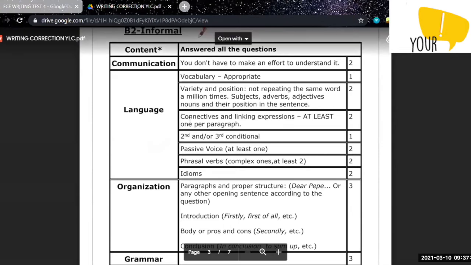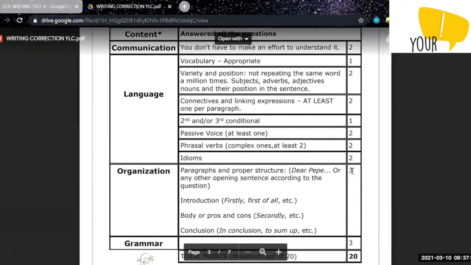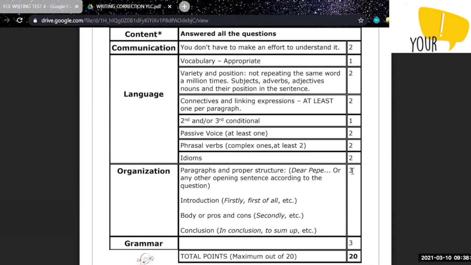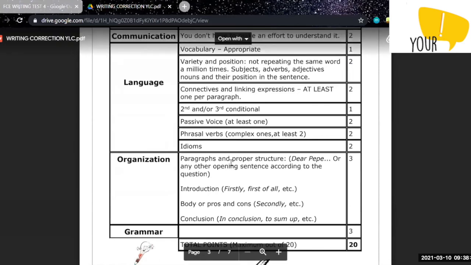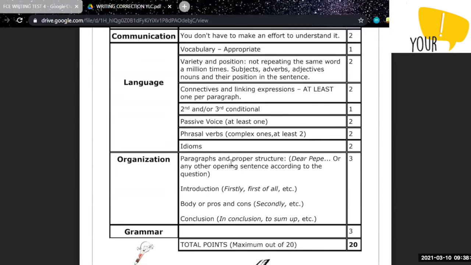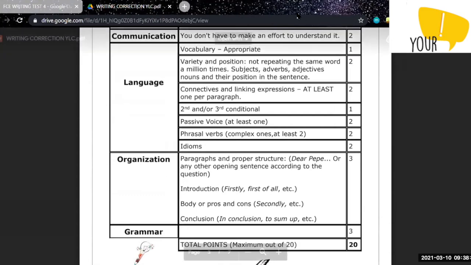And we need to have at least one connective or linking expression per paragraph, and one second or third conditional, passive voice, idioms. And then the most important bits are your organization. So even in informal ones, you need to make sure that you've got the right structure, the right paragraphs. So always be thinking about how do I need to lay this out? And then the grammar, obviously, is very important. Okay, so let's see what email she wrote then.